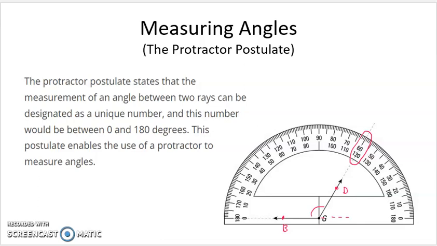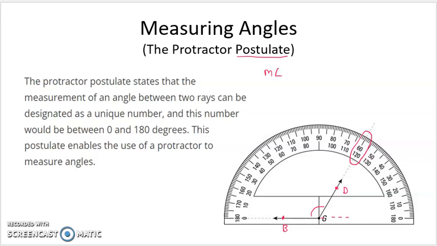Now, here's the notation. First of all, the fact that this angle has a measure associated with it is called the protractor postulate. And a postulate is some statement that we're not going to have to prove is true. We're just going to assume it's a true statement. So the protractor postulate states that every angle has a unique measure between 0 and 180 degrees assigned to it.